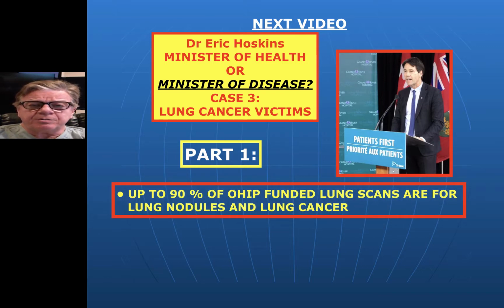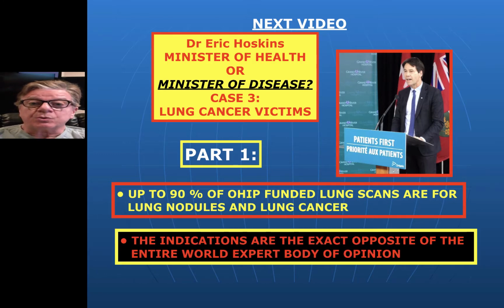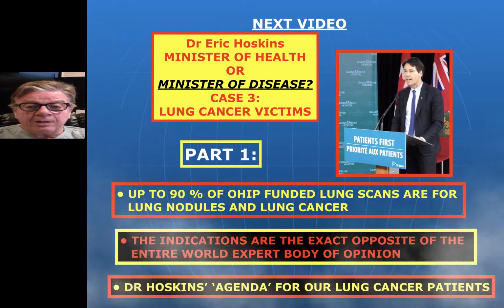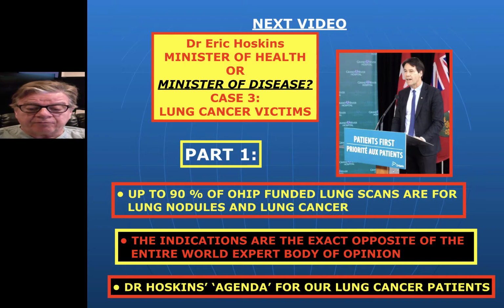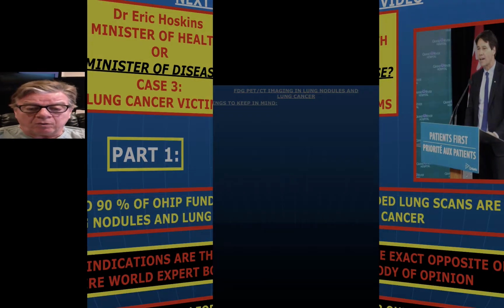But as you watch these two sets of videos, what I want you to understand is that up to 90% of OHIP-funded lung scans, as established by Cancer Care Ontario and their McMaster evidence-based medicine colleagues, are for lung nodules and lung cancer. These indications are in fact the exact opposite of the entire world expert body of opinion. And as you might have already guessed, this is probably not what's best for our patients. So this is Dr. Hoskins' agenda for lung cancer patients in Ontario.